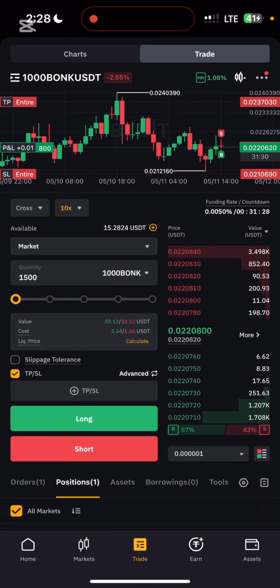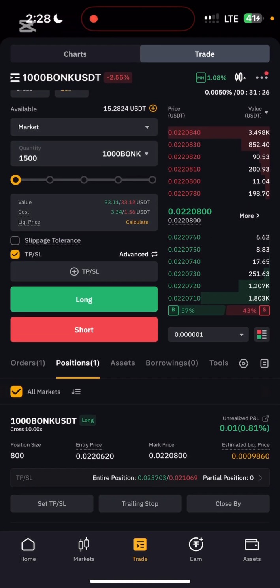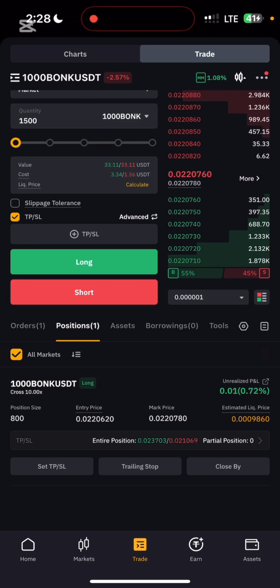So if you are asked to move stop loss to break even, if you are asked to break even a trade, the meaning of breaking even is to move your stop loss to your entry price. As you can see, your entry price is indicated here. Your entry price is 0.0220620.